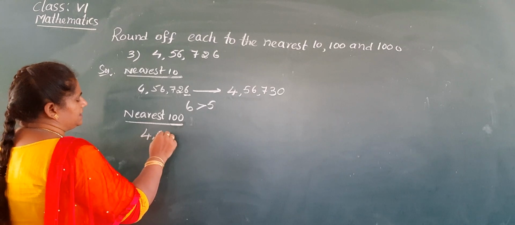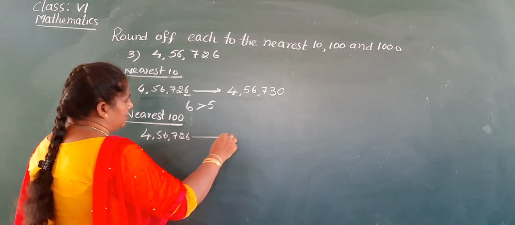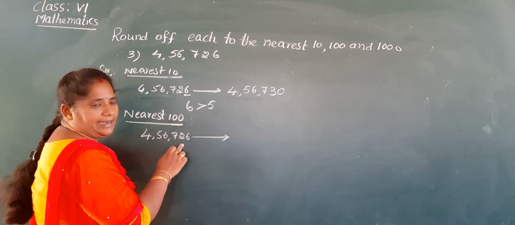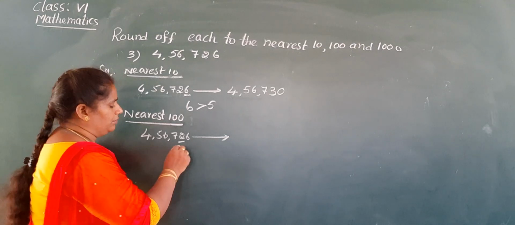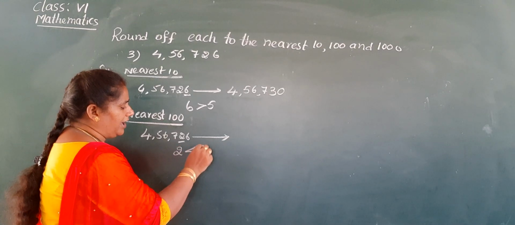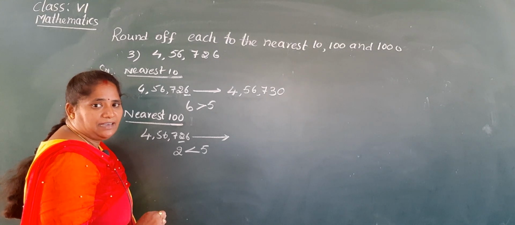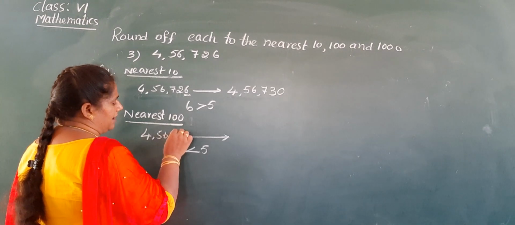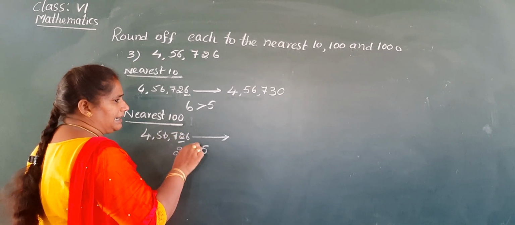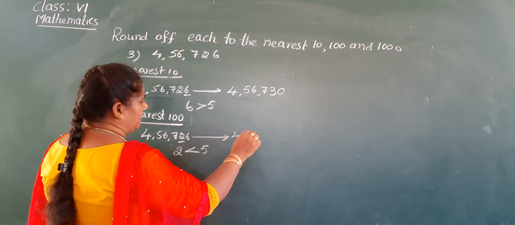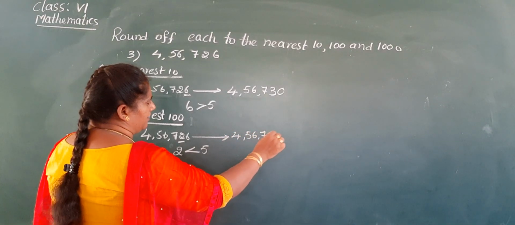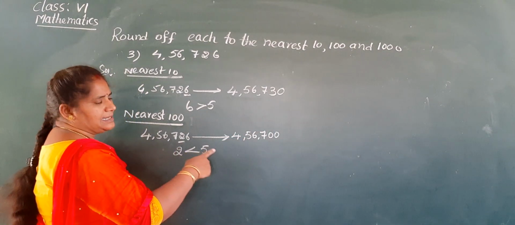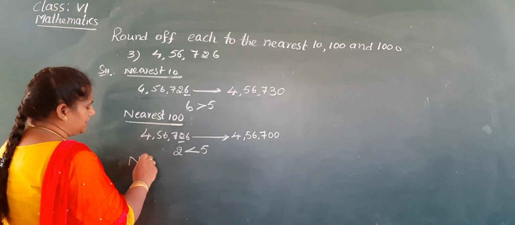Next, nearest to 100. So 4,56,726. Nearest to 100. Hundreds means look at the digit to the right side of the hundreds place. Underline. What is this? 2. Here 2 is less than 5. The digit is less than 5 means the hundreds place is not changed. Okay. So we will write the hundreds as 7 and keep zeros in the tens and ones. So 4,56,700. Finish. Okay? 4,56,700.